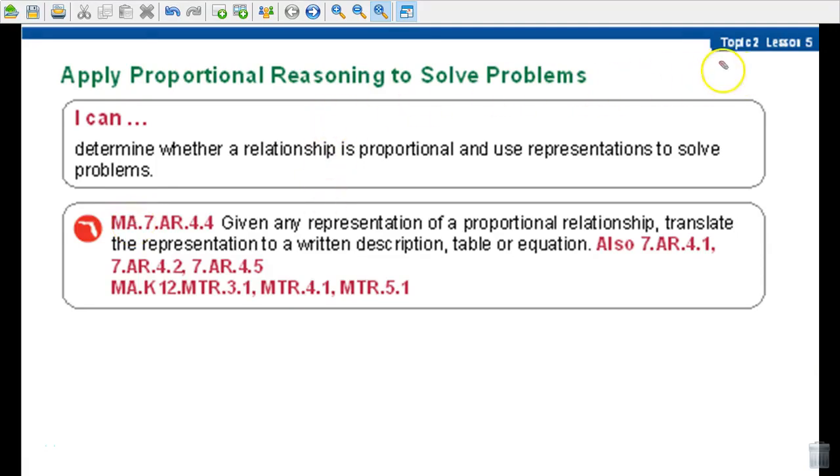All right, today we're going over topic 2, lesson 5. Okay, so it is apply proportional reasoning to solve problems. The lesson goal for today is I can determine whether a relationship is proportional and use representations to solve problems. That is what you'll be able to do after this lesson. Okay, let's move on to example 1.